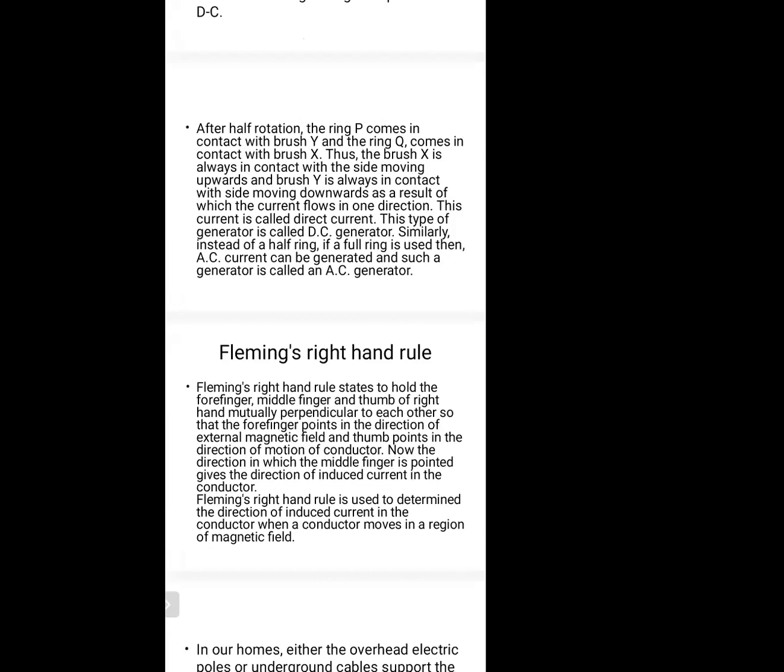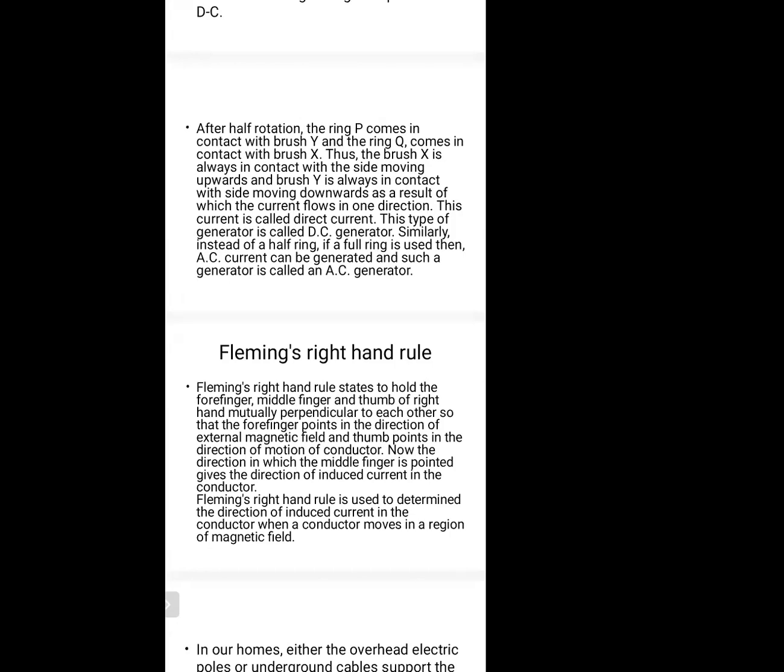The brush X is always in contact with the slip side moving upwards, and the brush Y is always in contact with the slip side moving downwards. As a result, the current direction is constant. This current is called direct current, and this type of generator is called a DC generator.